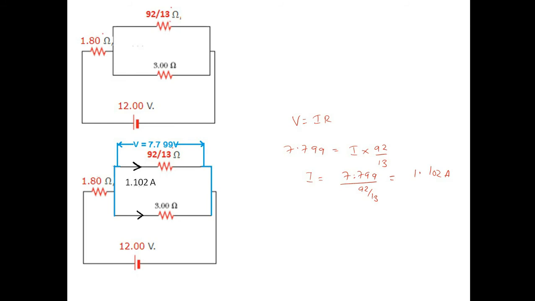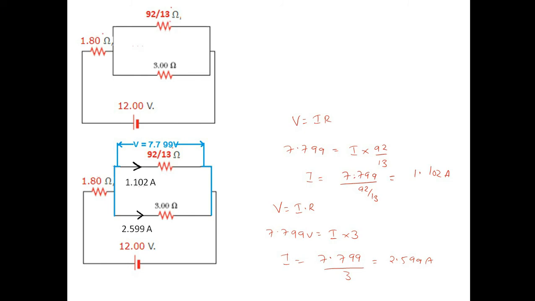Now we have to find the current through the 3 ohm resistor. We know voltage equals current times resistance by Ohm's law. The voltage across that is the same, 7.799 volts, and the resistor is 3 ohms. So current equals 7.799 divided by 3, and we get 2.599 amperes.